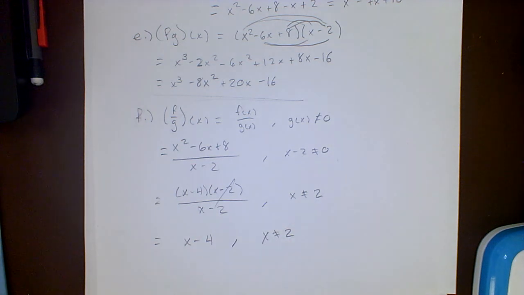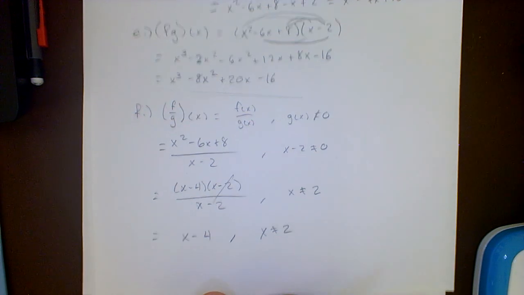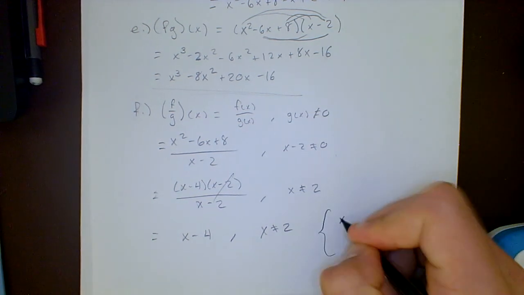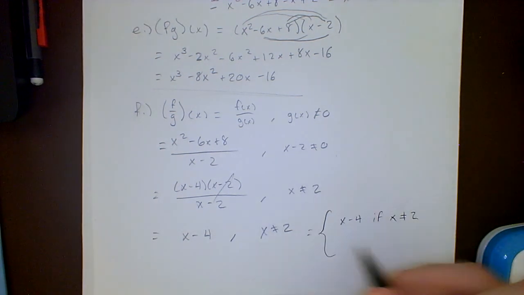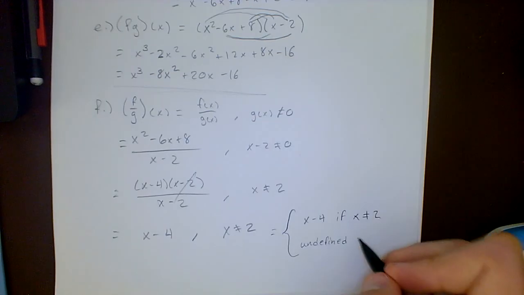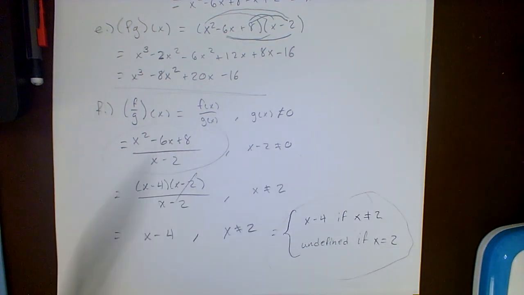Right. So this leads us into this. Okay, so I want to make a key difference here. The function x minus 4 when x is not equal to 2 is different from just the function x minus 4, because you can plug 2 into that. So you have to make a difference, right? X minus 4 when x is not equal to 2 is kind of like a piecewise function. It's like x minus 4 if x is not equal to 2, and undefined if x equals 2, right? This piecewise function here is the same as this function here.